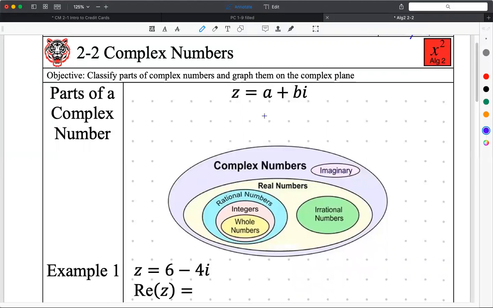So, parts of a complex number. There are now 2 parts. There's the number that you guys know, this number right here, A. A number like A would be 2, 5, pi, e, 3.5, 7/3. Those are all numbers that you've known, right? You've heard them before. This is called the real part.